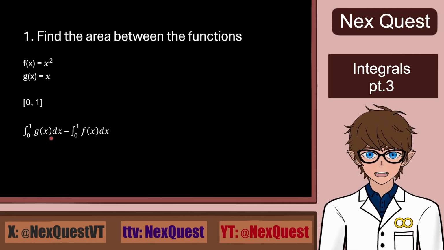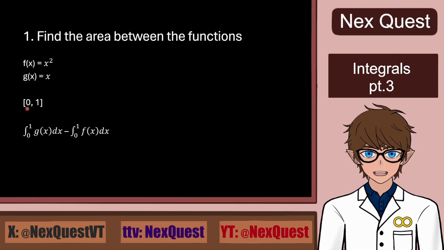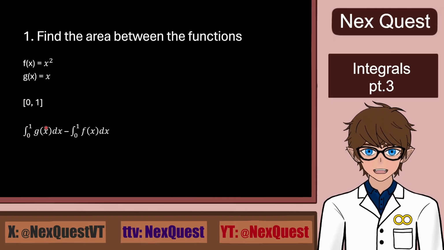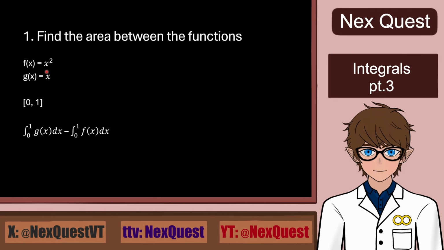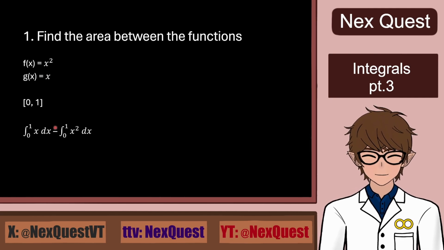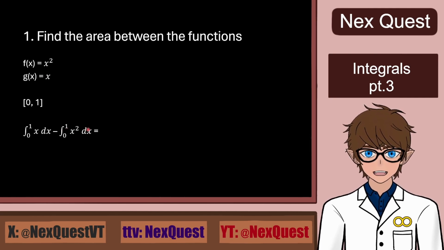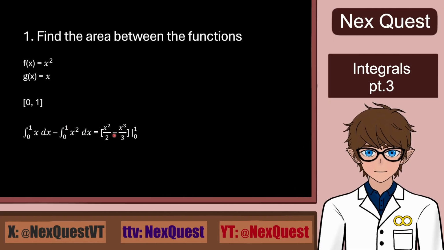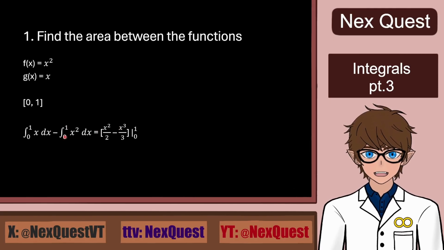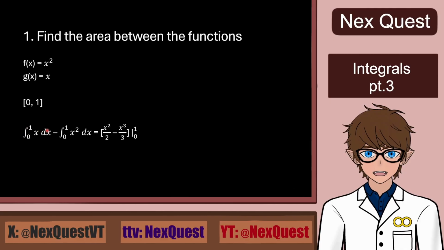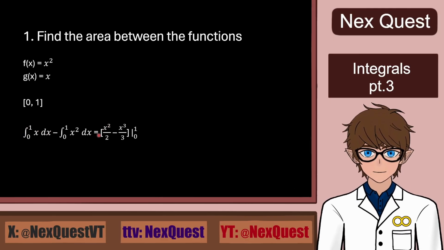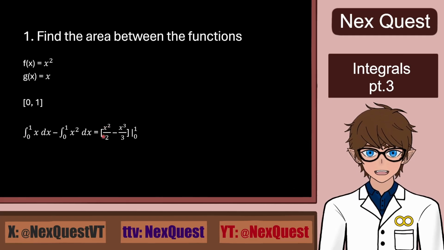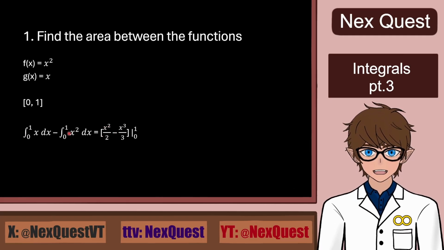Since g is above, it's going to be first. And then we set the limits, and we put them on top and bottom. Now we just replace these functions with their descriptions, and we basically integrate. And I just combine them because you can combine them in the same integral because the limits are the same. So x minus x squared, we increase the power by 1, we get x squared, then we divide by the new power, that's divided by 2. Minus x squared becomes x cubed, and then we divide by 3 because that's the new power.